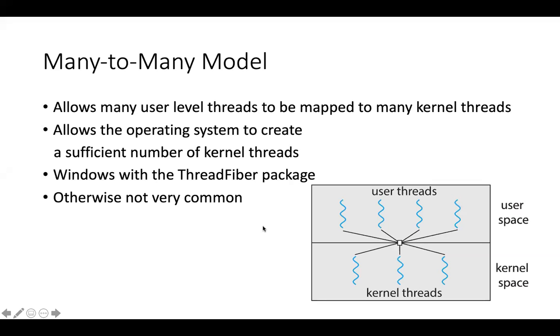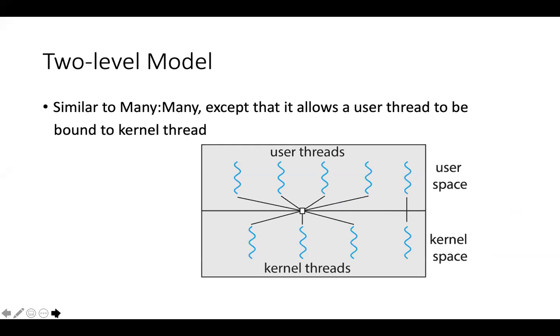So here we have many user threads to be mapped onto many kernel threads, and it allows for the OS to create a sufficient number of kernel threads. And in this kind of scenario, Windows has the ThreadFiber package that helps to work on this kind of model. Otherwise, it's not very common.